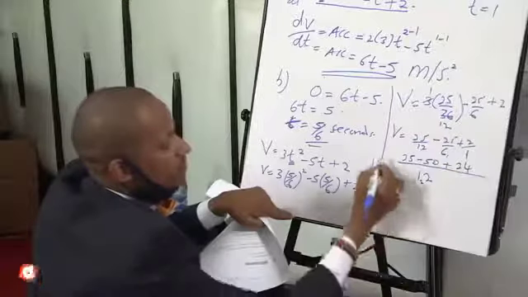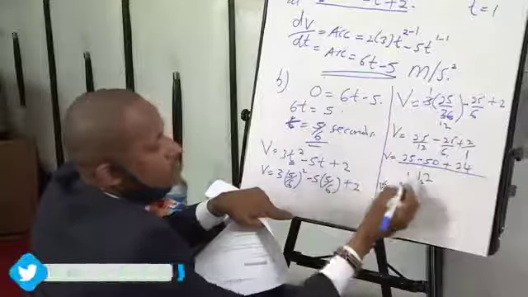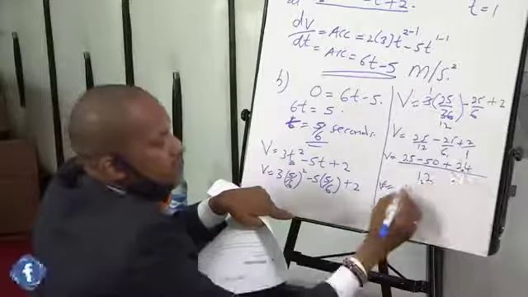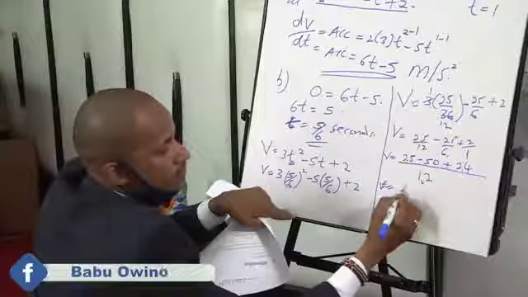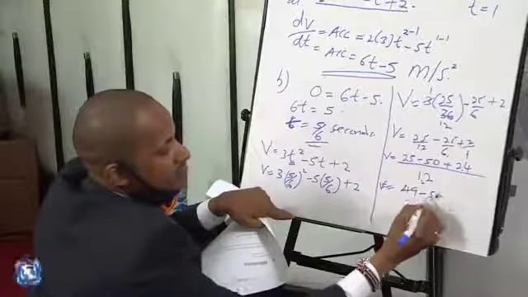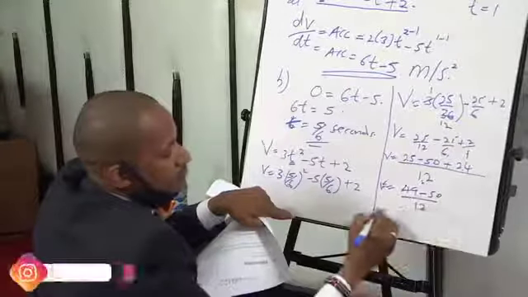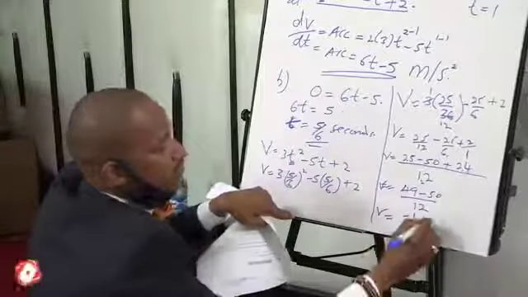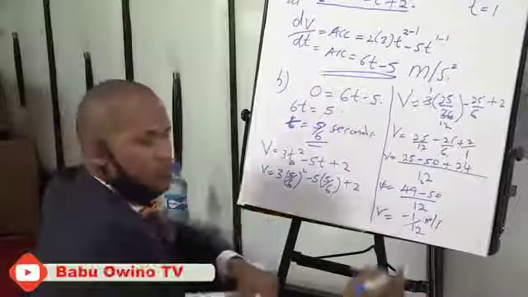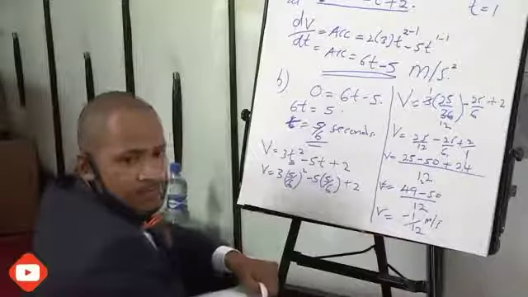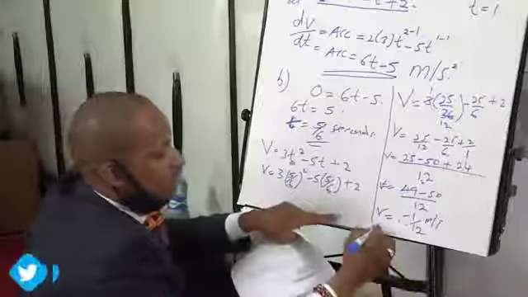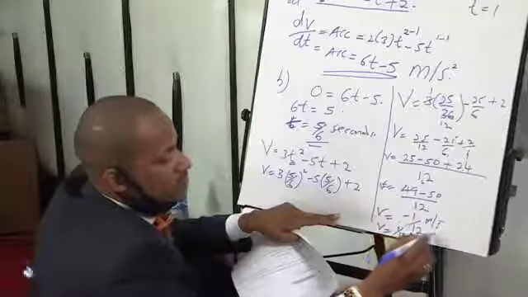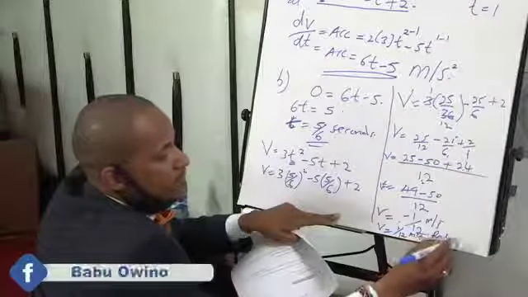When you simplify this, velocity is equal to 25 plus 24 is 49, minus 50, divided by 12. So velocity is equal to minus 1 over 12 meters per second. And remember, I told you when the velocity is negative, it means that the body is retarding. So you write velocity is 1 over 12 meters per second, but you write retardation.